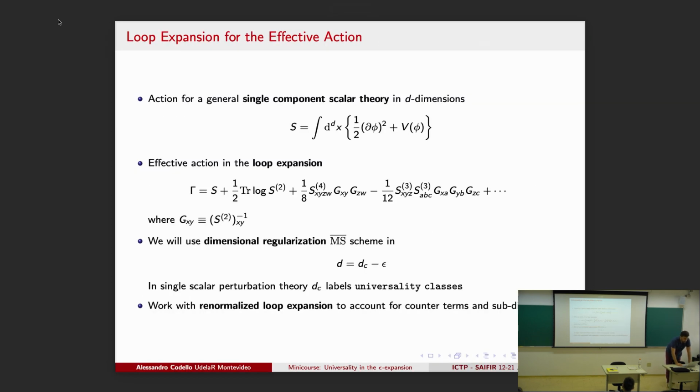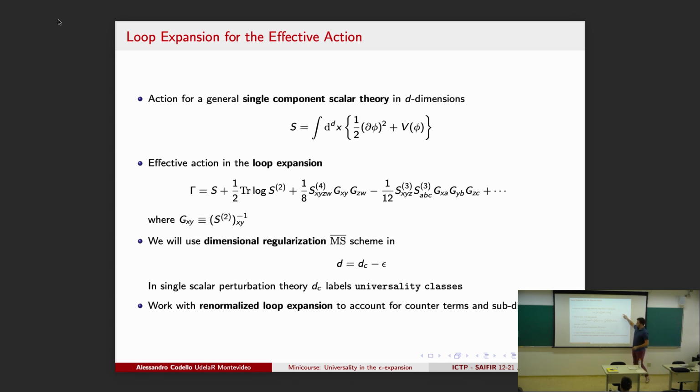We are going to work with a very simple traditional action for a scalar theory. This week we are going to work only with one component. It's a Euclidean scalar theory in d dimensions, to be specified. And this is the key point of the whole construction: depending on which dimension I am expanding around, which will be the upper critical dimension of a given theory, I am actually constructing the critical point of a specific conformal field theory.